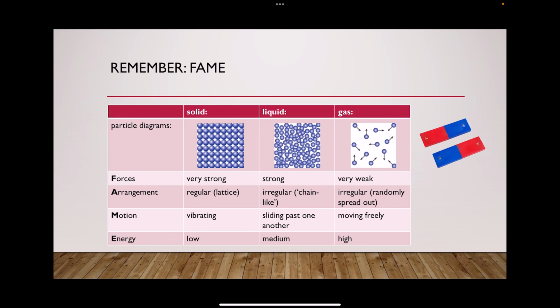But in a solid, the particles are just vibrating. This is little movement and therefore also low energy. And within the liquid, we are somewhere in between, so we could say we have medium energy here.